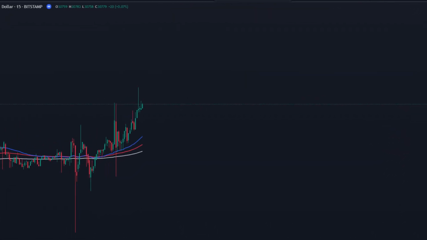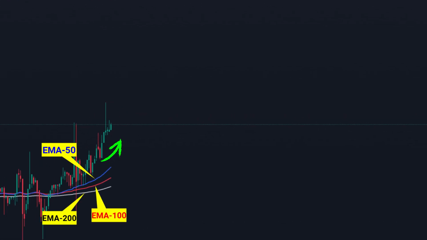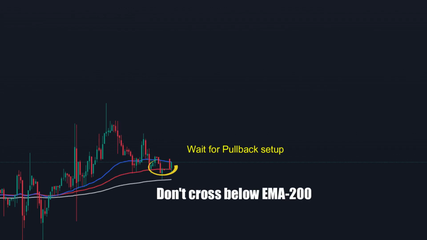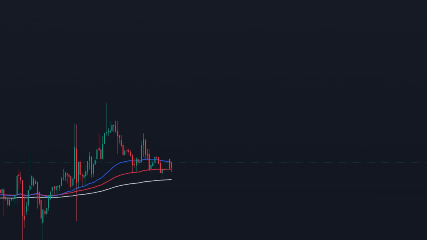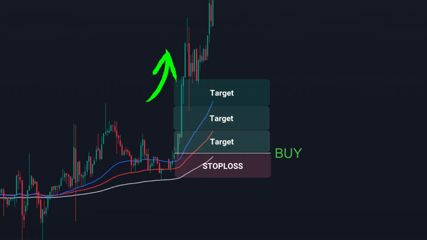Next, in this chart we can see that the market is currently in an uptrend. It's indicated by the 3 EMAs pointing upwards while all the candles are above the EMA lines. Next we wait for a pullback towards the EMA 50 or EMA 100. But remember, the price should not go below the EMA 200. Once the pullback occurs, the next step is to wait for the price to reverse and return to the EMA 50. And once this happens we can enter a buy position. Next, we set our take profit and stop loss right here. And as you can see, the price eventually reaches our target profit.